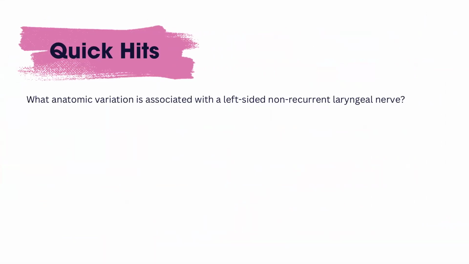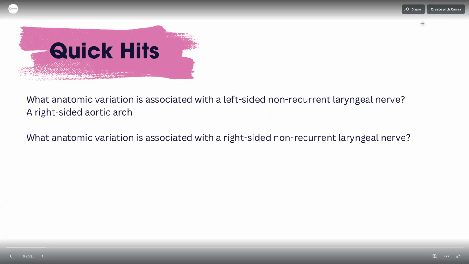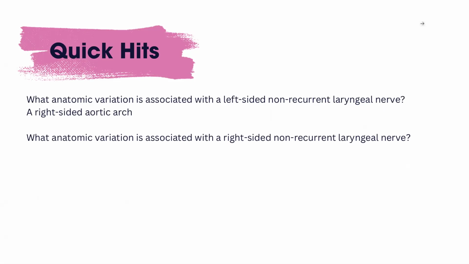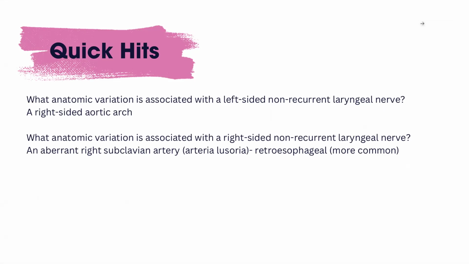So if you have a left-sided non-recurrent laryngeal nerve, what other anatomic variation is associated with this? Yeah, so your right-sided aortic arch. What about a right-sided non-recurrent? Yeah, so this is associated with an aberrant right subclavian artery, and it commonly goes retroesophageal. I know this question was on our practice test.